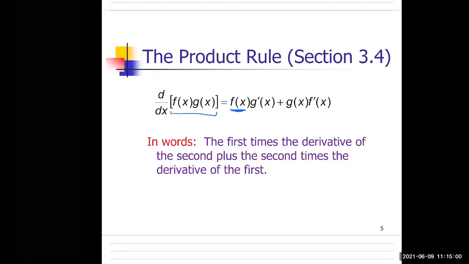equal to, notice that that is, I will say it as the first function times the derivative of the second function plus the second one times the derivative of the first. So here I have it written out in words the way that you will hear me say it. Okay, so that's very informally, but this is the statement of the product rule. The first times the derivative of the second plus the second times the derivative of the first.